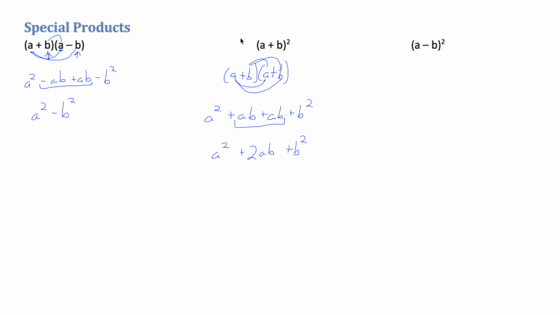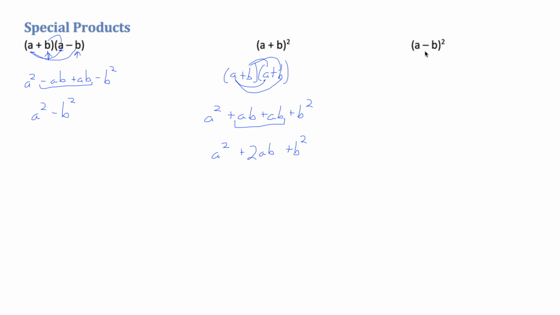And what we can notice here is anytime we have a binomial squared, it will be the first thing squared. So there's the a squared. The first times the second, a times b, doubled or multiplied times 2, and then plus b squared, plus the second thing squared. This is going to work out here also.